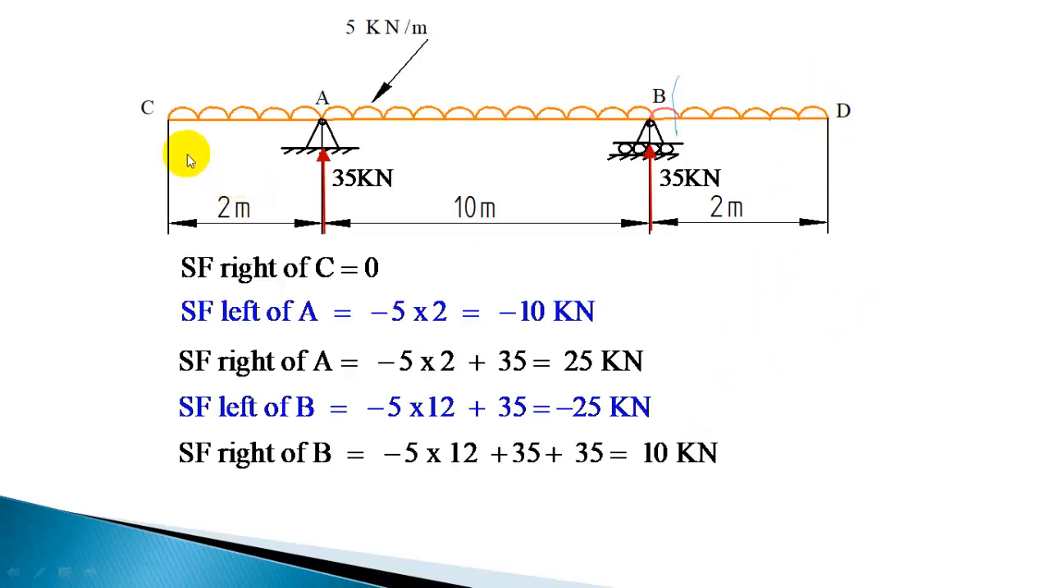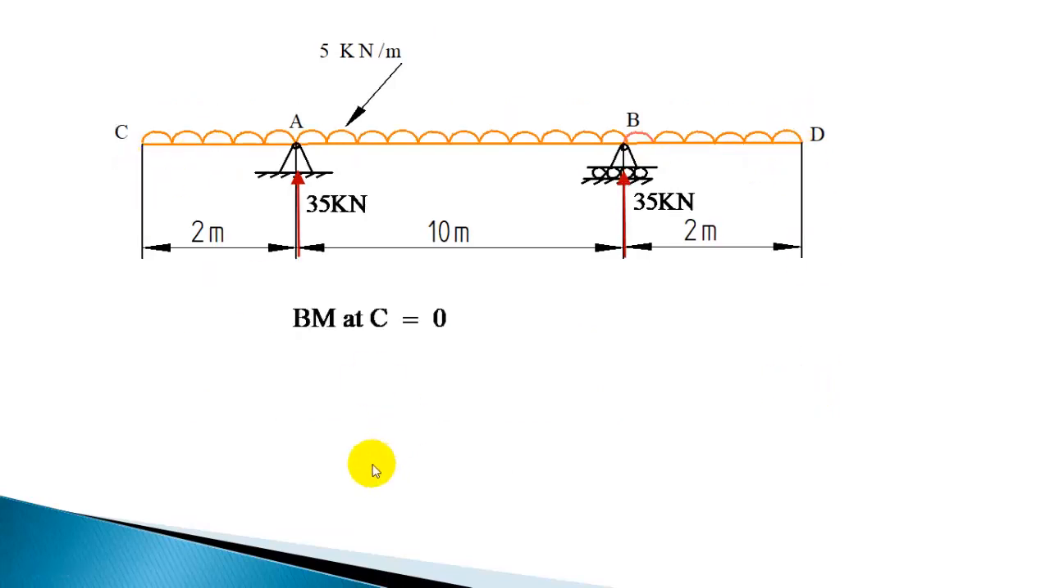So these are the shear force calculations for various sections. Left of D, you get minus 5 into 14, total load 5 into 14 plus 35 plus 35, which will give 0. Next you have to calculate the bending moment. Bending moment you have to calculate at C, A, B and D, but at C and D we know the bending moment is 0. At C, bending moment is 0 because it's extreme and no couple is acting.